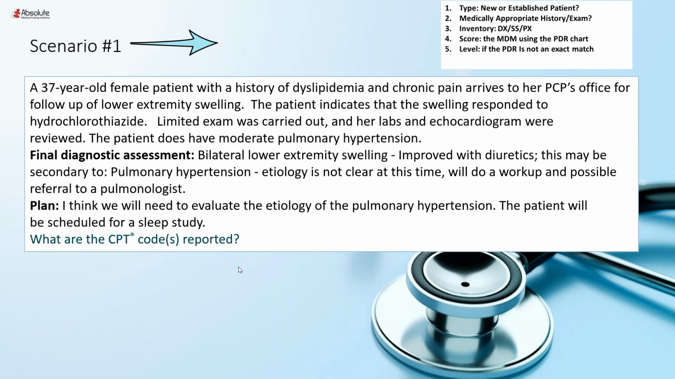I'm going to use the exact same scenarios as was used for time. That's why I needed to correct the other one. Here we go. It's the same scenario, so I'm not going to read it too much. The only thing I'm going to do is highlight these key terms. At the top, my instructions: the type, medically appropriate history and or exam, inventory, the scoring, and the leveling.